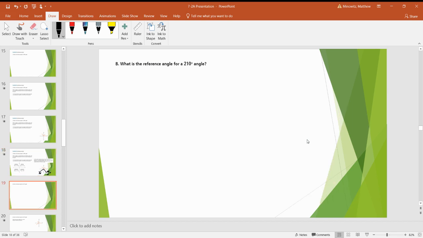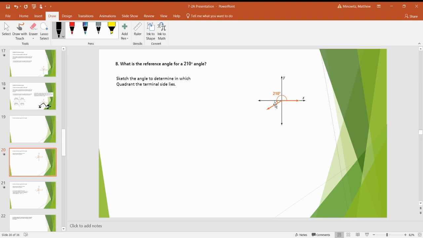Now, a problem could say, what's the reference angle for 210 degrees? So once again, we draw the picture, and we figure out how far it is from the horizontal. So I see that this is 210. The closest horizontal is 180 degrees. So I know it's 30 degrees past the horizontal. The reference angle is 30 degrees.